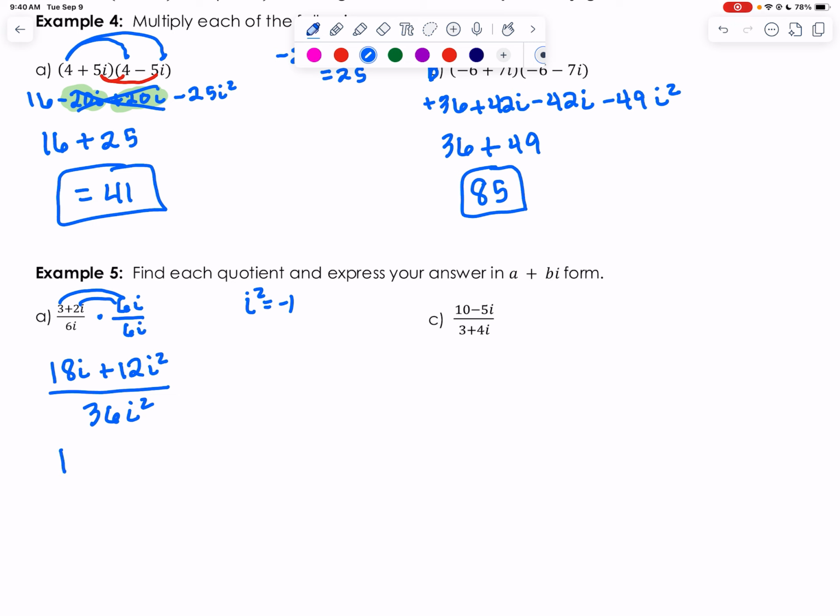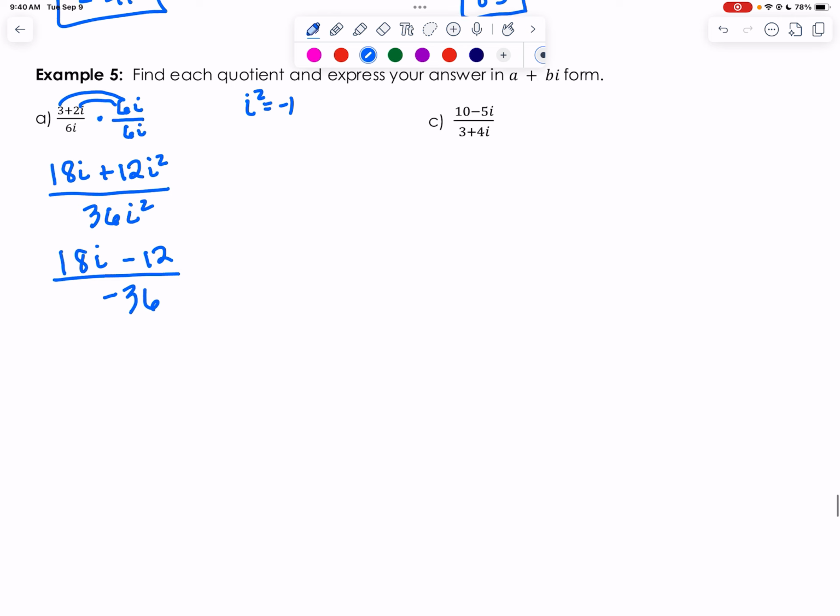So this would be 18i. 12 times negative 1 would be negative 12. And on the bottom, 36 times negative 1 would be negative 36. Okay. Now, I want to rewrite that numerator, because in a complex number, technically, we want to write the real number first. So I'm going to put the real number first: negative 12 plus 18i over negative 36.